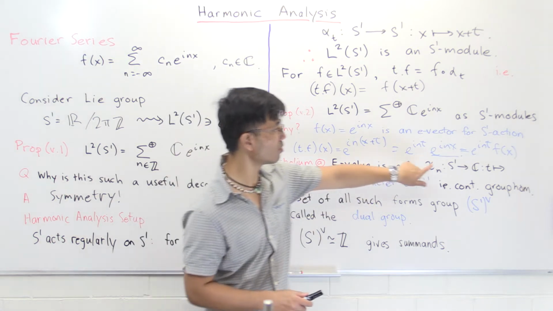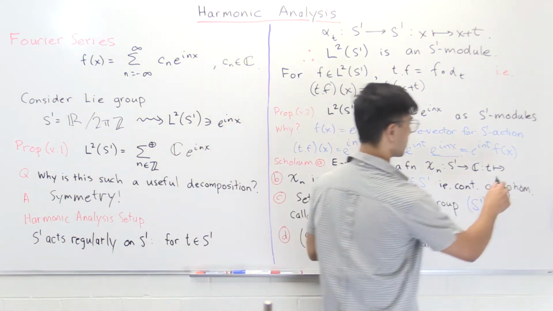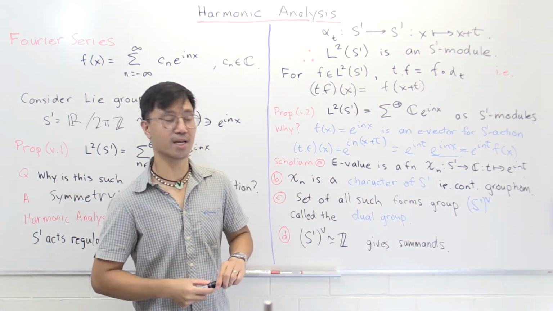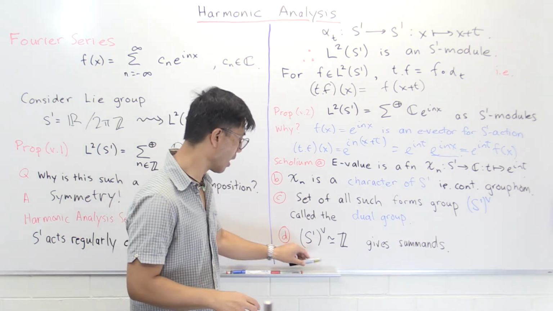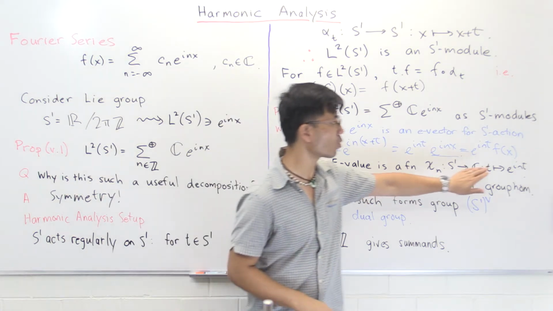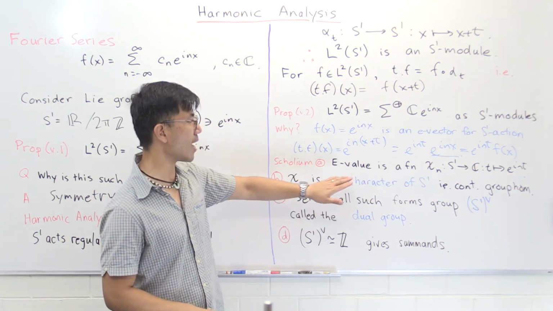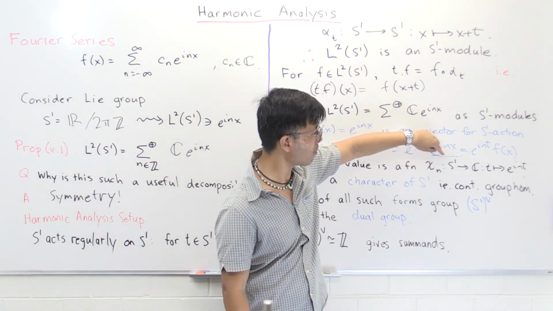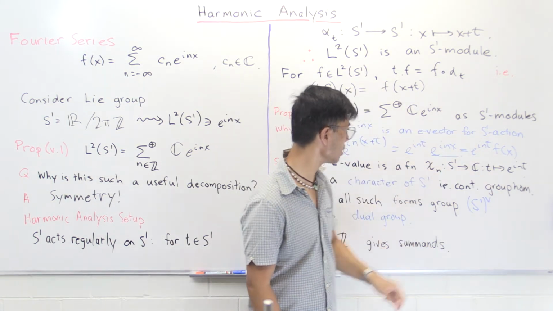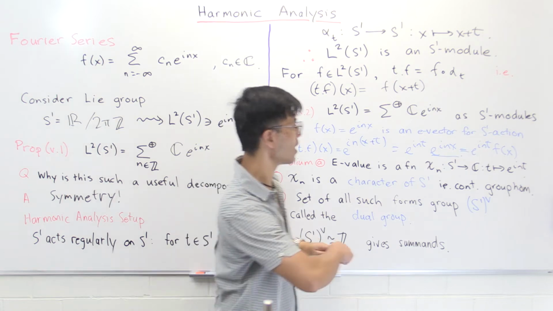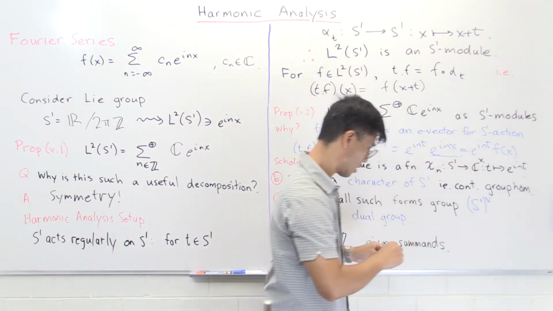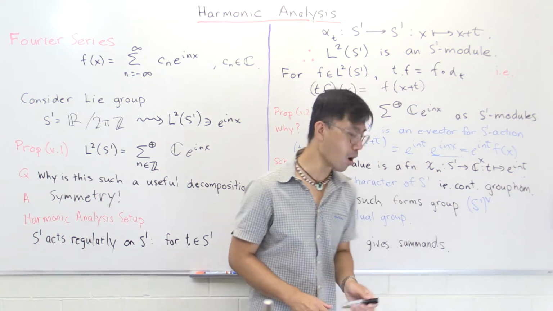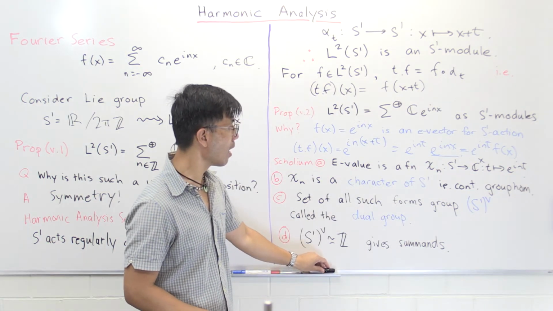So it's a function from S1 to C that maps t to e to the i n t. And this type of function is actually quite a nice function because it's actually a group homomorphism from S1 to, actually, you can even say it lands inside the non-zero complex numbers. This exponential is always non-zero.